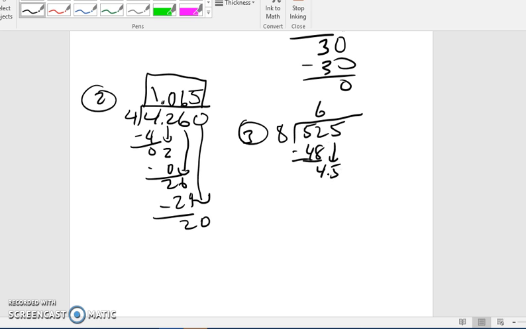How many groups of 8 out of 45? 6 of them? No, that's 48. What, 5? Yeah, 5. Sorry about that. 5 times 8 is 40. So I subtract, I get a 5. Now, again, I've got no other numbers to bring down.